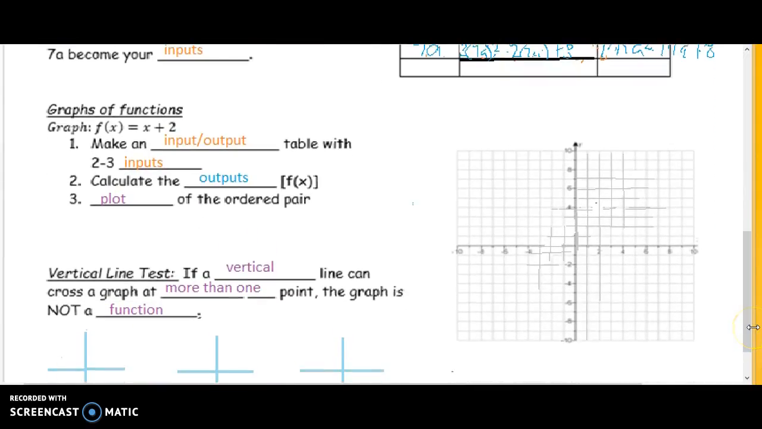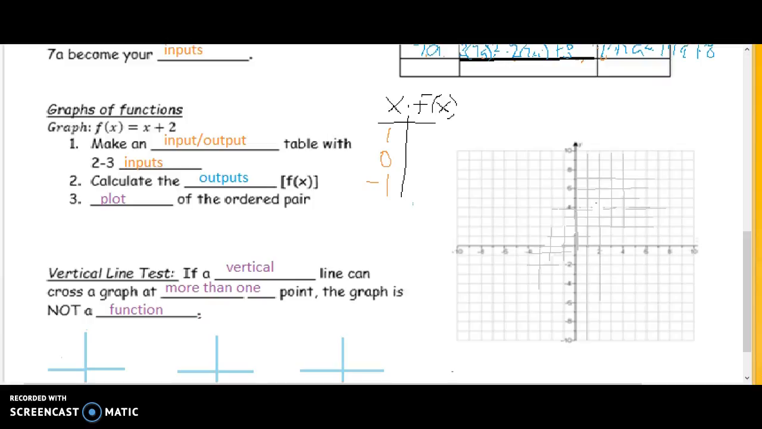And the last part is going to be graphing functions. So what you're going to do is you're going to make your own input-output table. So they say graph the function x plus 2. So you're going to make a little input-output table. I'm just going to make a little miniature one here. And so my inputs, I get to choose. So like I said before, I'm going to choose some easy numbers, 1, 0, and negative 1. And then I'm going to put my inputs in to my function and calculate my outputs.